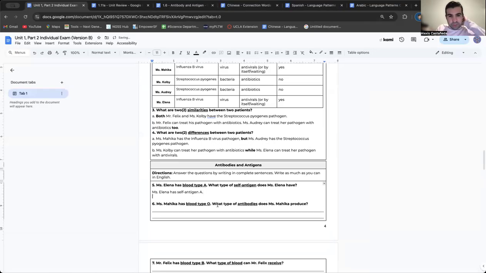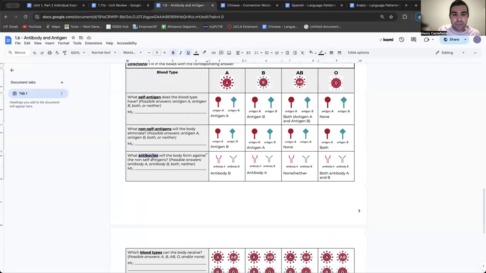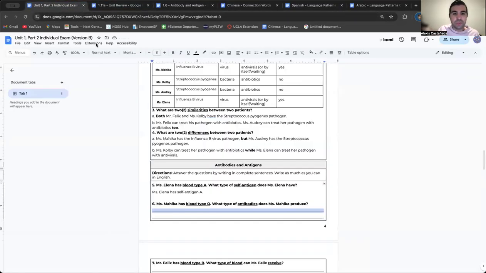Okay, then the next question is Miss Mexica has blood type O. What type of antibodies does Miss Mexica produce? So if we go back here, blood type O, what kinds of antibodies will it be formed? Well, if you have blood type O, you're going to form both antibody A and antibody B. So we have two. So I'm going to write Miss Mexica produces antibody A and antibody B.